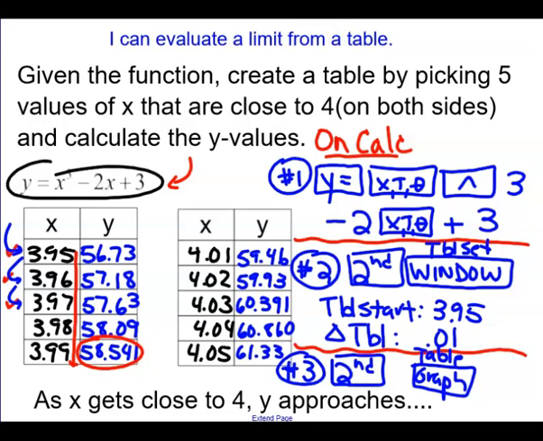If I look the other direction, I guess it's not quite so obvious because it could go to 60, but if I look the other direction, it goes 61, 60, 60, 59, 59.46. So if we really wanted to get into more detail, I could go by 0.001s, but it looks like as x gets closer to 4, y approaches 59.